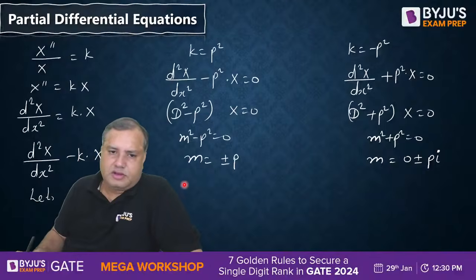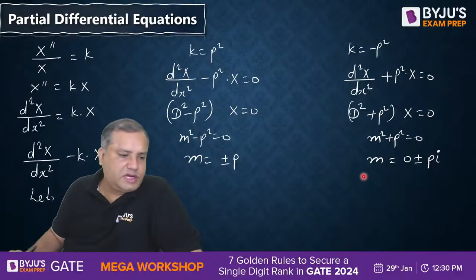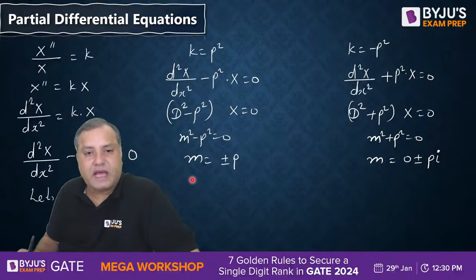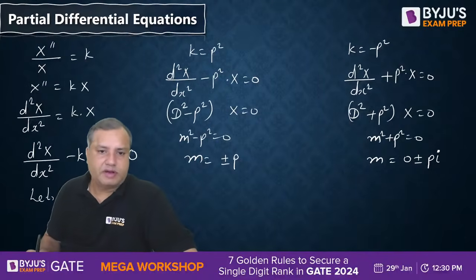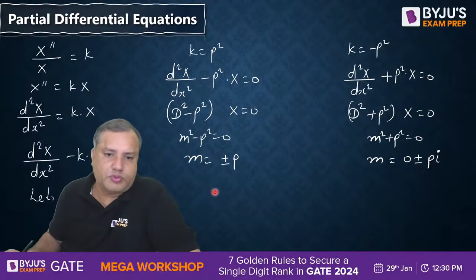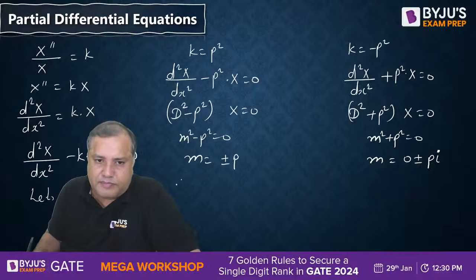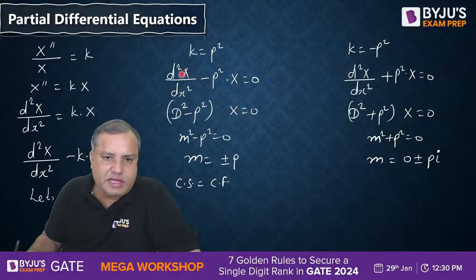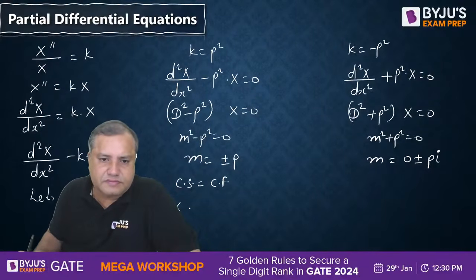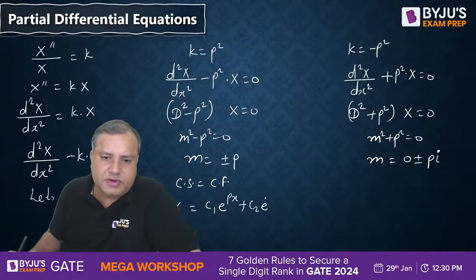Comfortable? Sir, why you are doing in two different ways? Anyways, I am going to reject one solution, but I can just show you the two possibilities. So complete solution will be only CF. Complete solution is denoted by dependent variable. Here dependent variable is x. C1 e raised to px and C2 e raised to minus px.